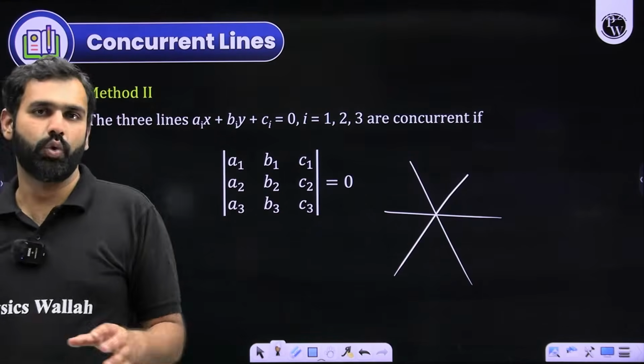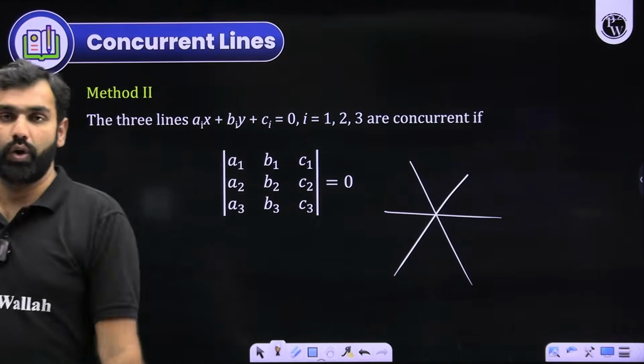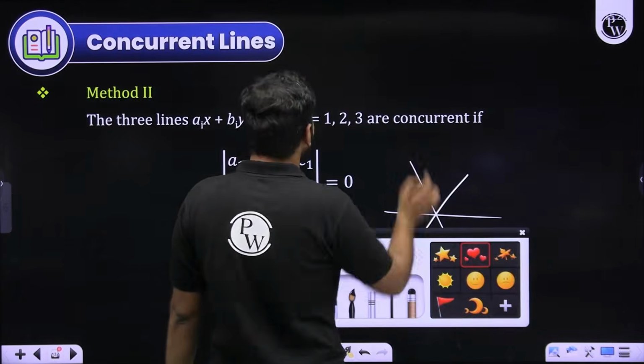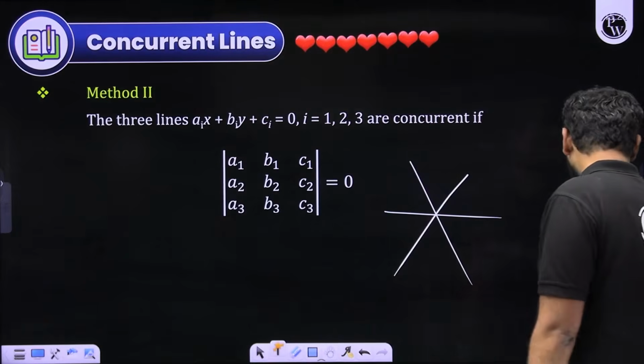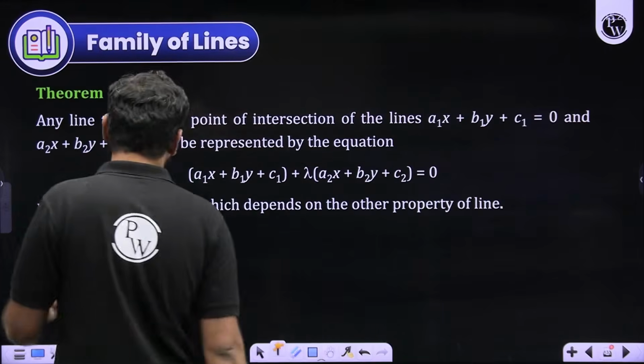This is the formula through which you can check or verify or validate if three lines are concurrent or not. This is something we have discussed while discussing the chapter determinants as well. Do you remember that? We had a discussion on this, so we had done questions there as well. So let's not bother about that. Now let's talk about family of lines.